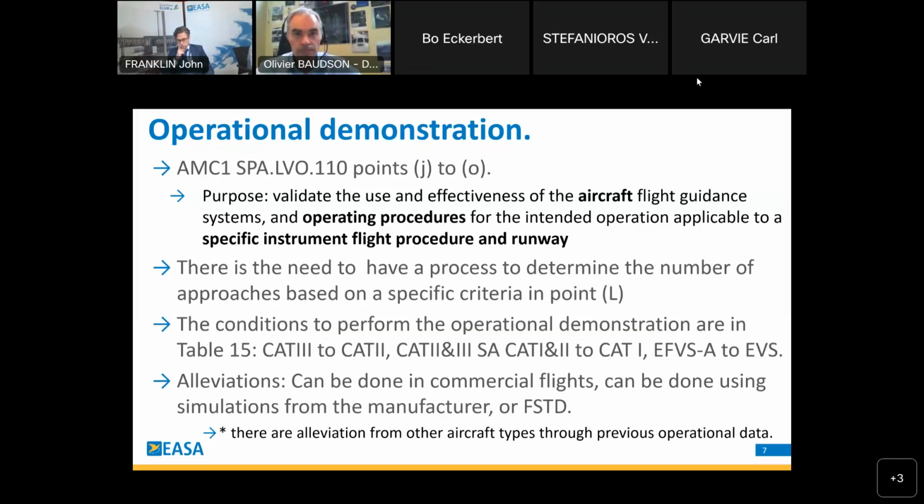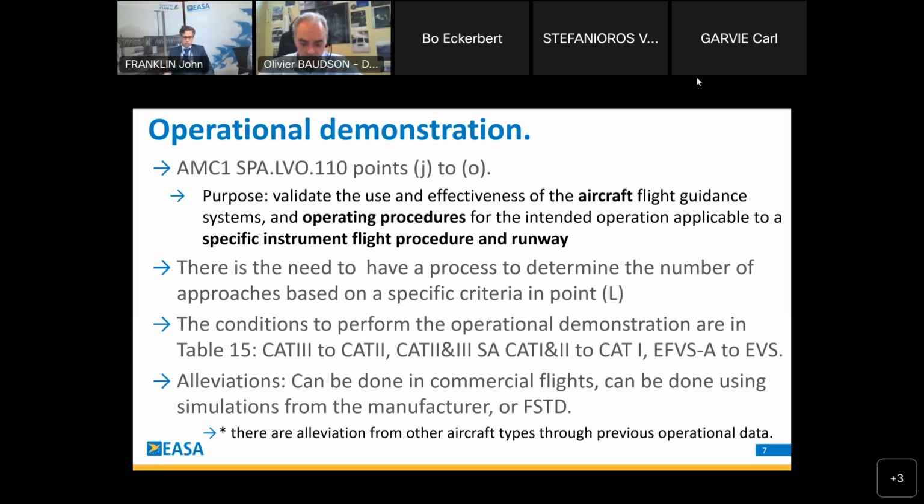The conditions to perform the operational demonstration before were Cat 1 conditions. Now we have a little bit more flexibility: if you are Cat 2 already approved, then you can use Cat 2 conditions to do the Cat 3. For Cat 2 and Cat 3, obviously, you need Cat 1. And for SA Cat 1 and SA Cat 2, which is the old OTS Cat 2 and the kind of old LTS Cat 1, you also need Cat 1. For EFVS A and EFVS L, you need EVS conditions, meaning EVS with no operational credit. That means you need to fly the instrument approach as normal, okay?